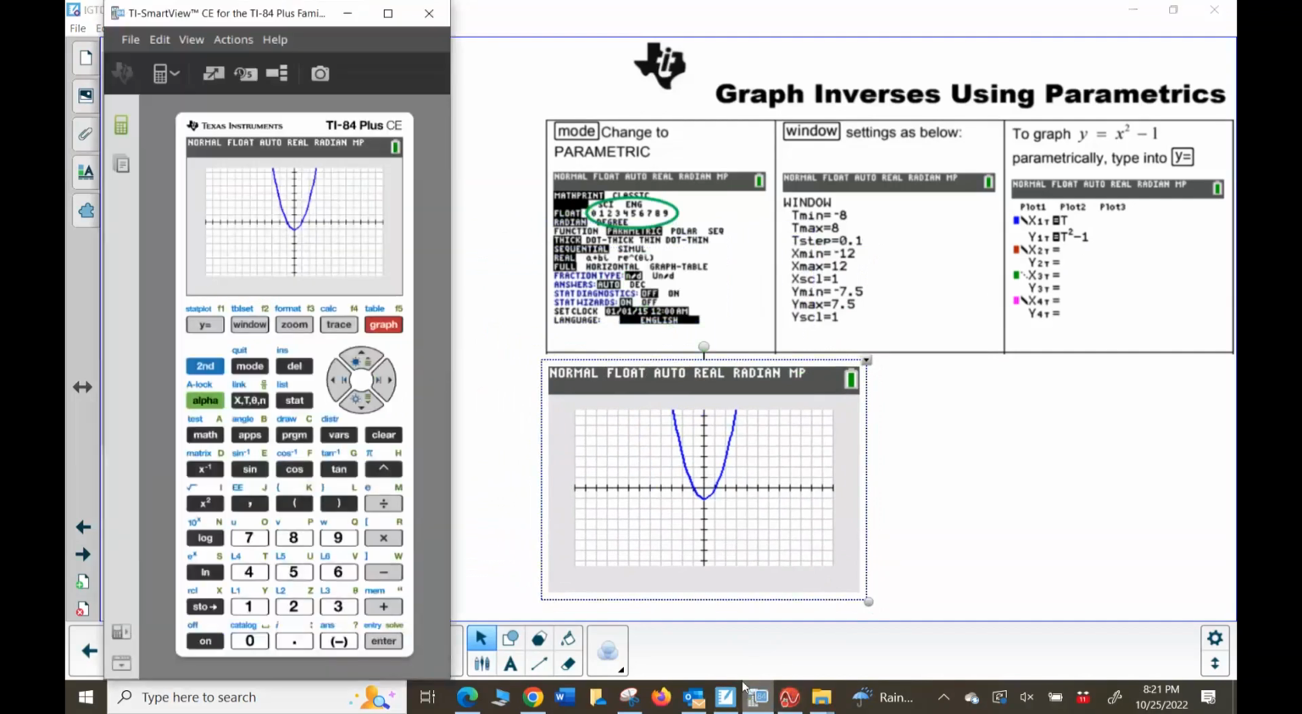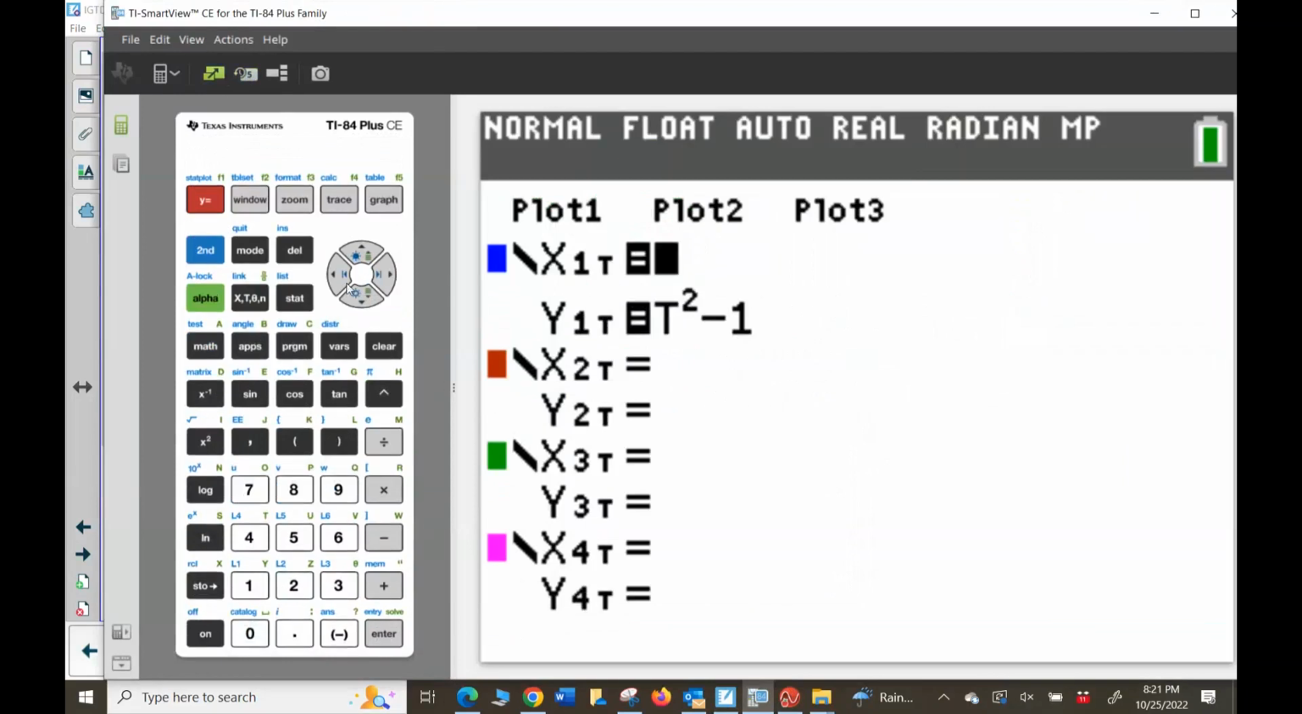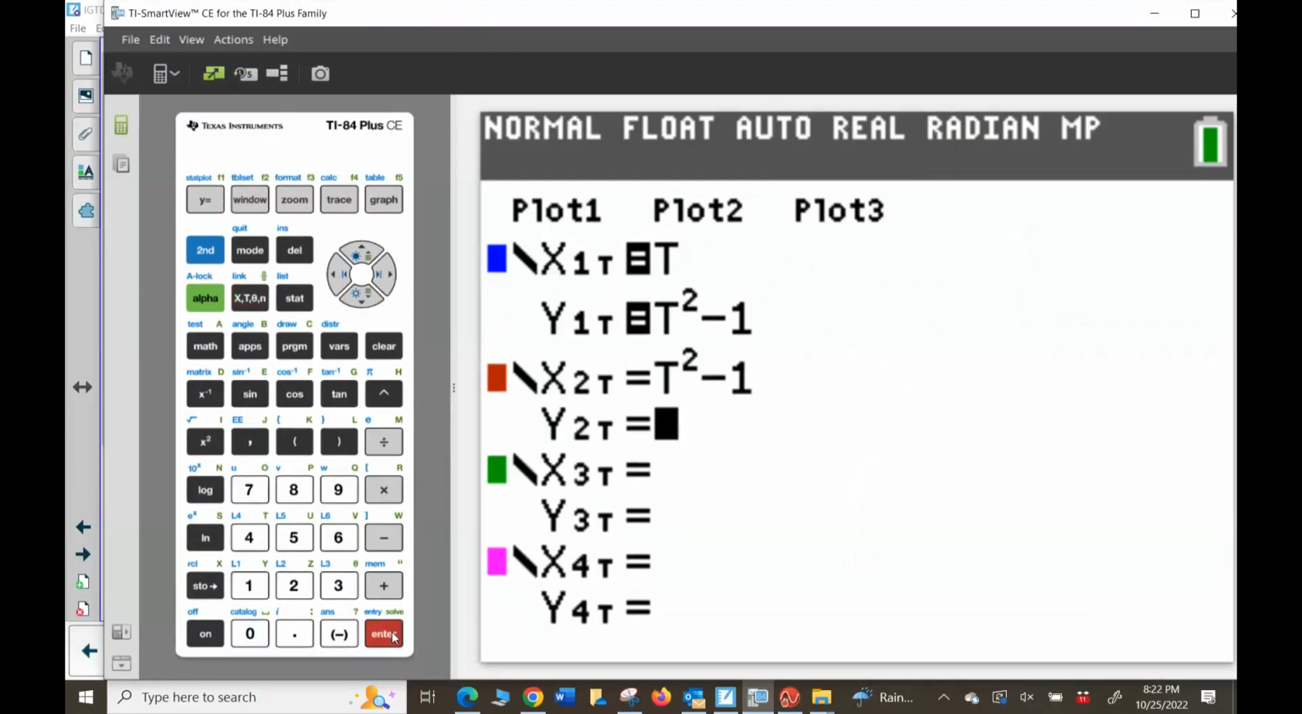Now what I want to do is create the inverse of that, and I'm fine with it being a relation. So I'm going to go to y equals, and this is where I really go slowly. Remember, how you form an inverse is you completely interchange x's with y's. Since I want to have an x here, I'm going to put in what's y here, so that would be t squared minus 1. And then my y is going to be the x coordinate, which is just plain old everyday t. When you're in parametric mode, that's the X,T,theta,n key, depending upon what mode you're in.